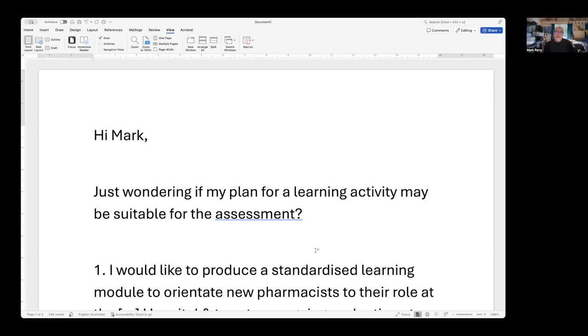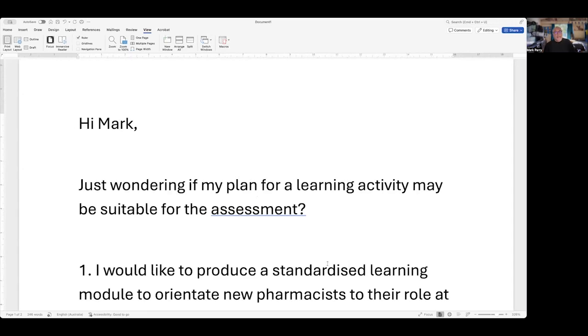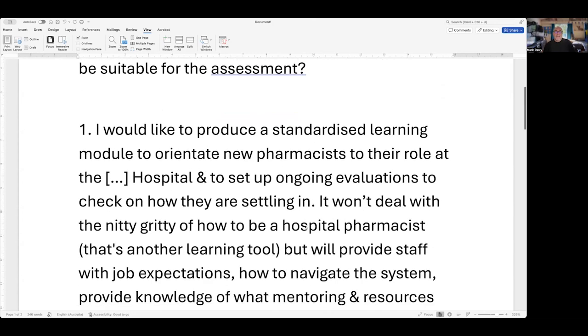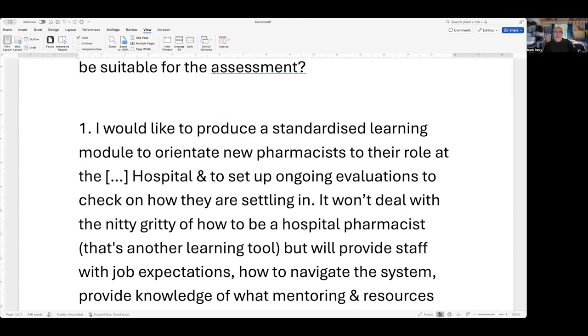People that are making a transition, or doing a little bit of extra professional learning in this realm, sometimes need some guidance and support. And significantly, I'm not a subject matter expert, but this is the whole territory of learning design. So I'll just read out the question first. Hi, Mark. Just wondering if my plan for a learning activity may be suitable for the assessment. I would like to produce a standardized learning module.